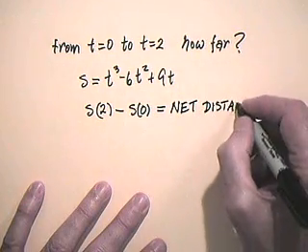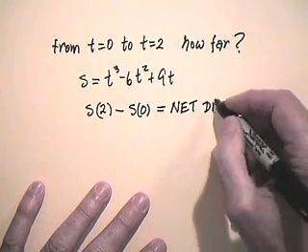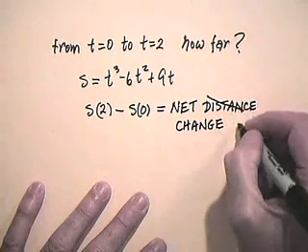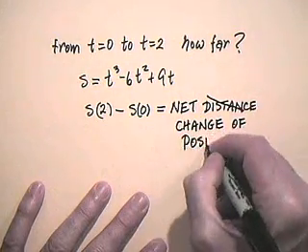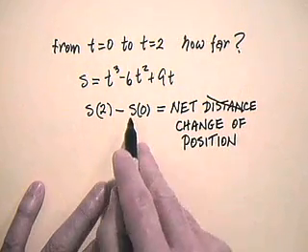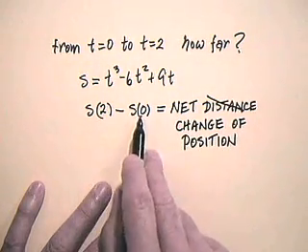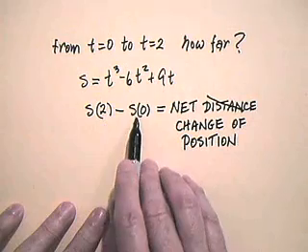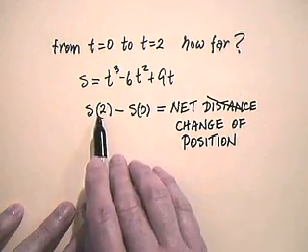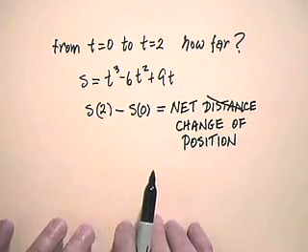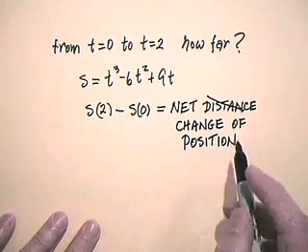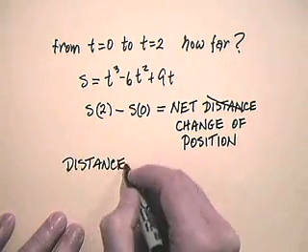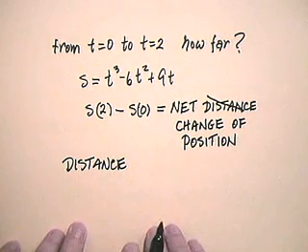Or I should say, really, more accurately, the net change of position. Notice this could be 0 if s at 2 equals s at 0, so there'd be no net change in position, or it could be negative if s of 0 is a positive number which is bigger than s of 2. So that's just the net change in position, but when we ask for distance traveled, we have to take into account which way we went and how far in each direction.